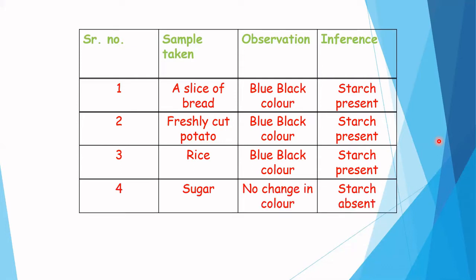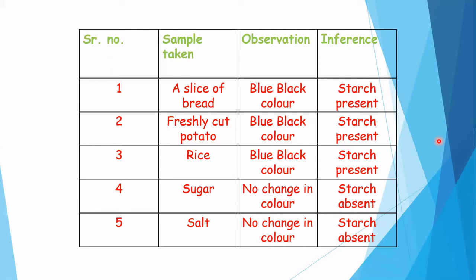In sugar, we observe that no color change. So here starch is absent. And fifth, salt. Here also no color change. So here also starch is absent.